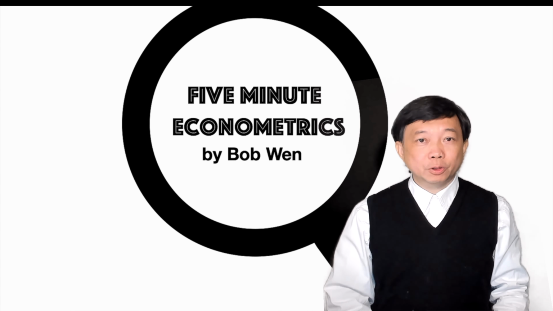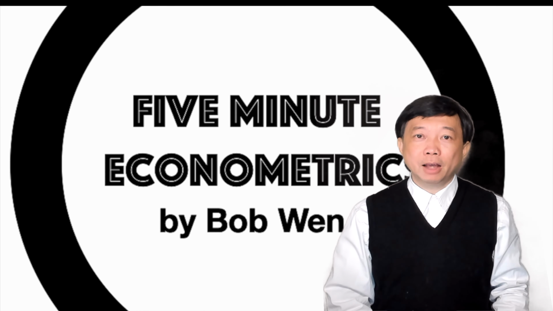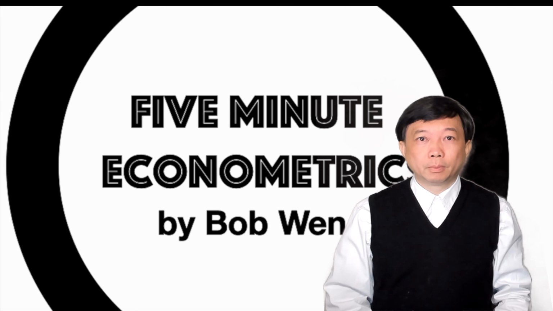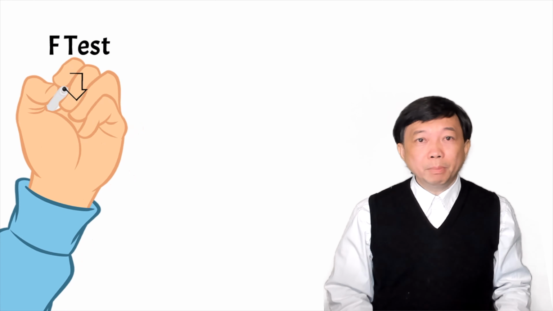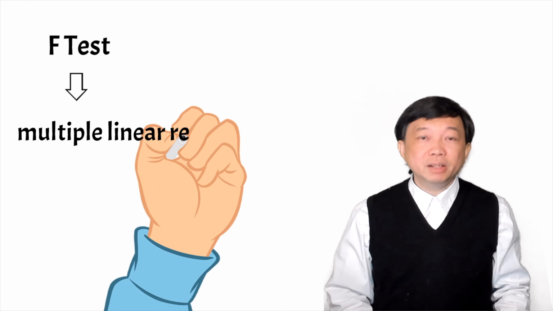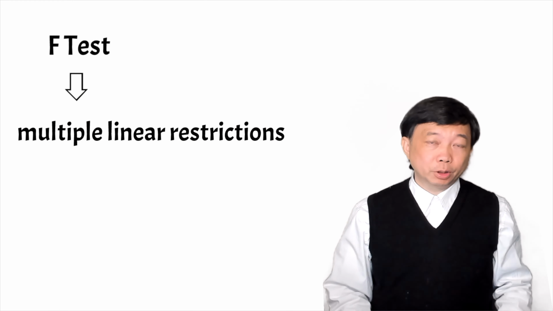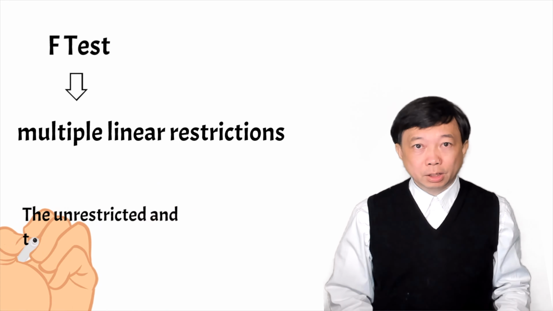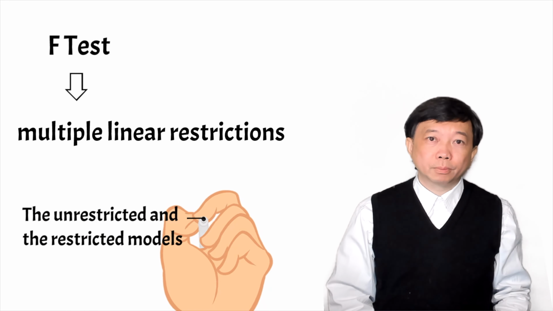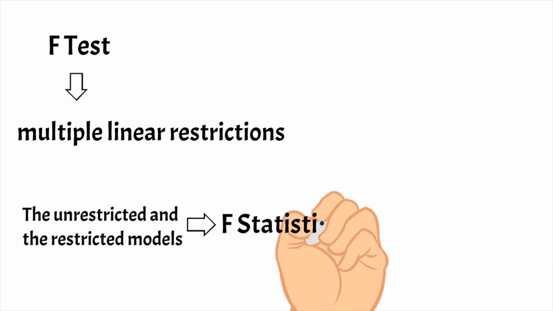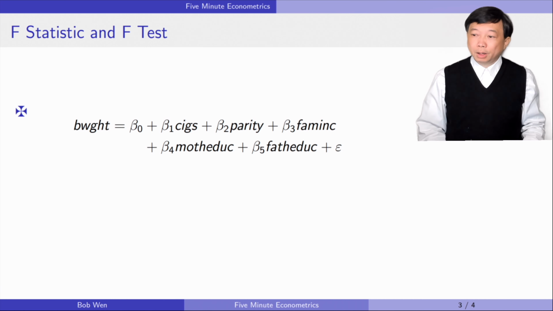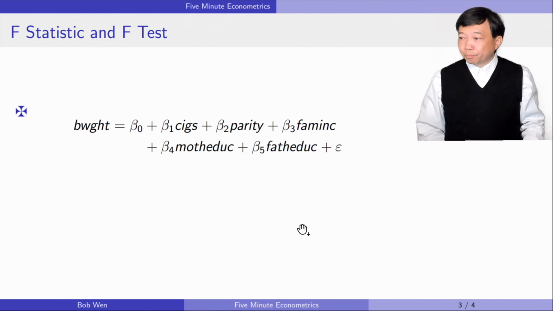Today, we will explore the F statistics and the F test. The F test is commonly used to test multiple linear restrictions. They relate to the unrestricted and the restricted models. We will discuss them through a regression model to explain birth weight in terms of various factors.